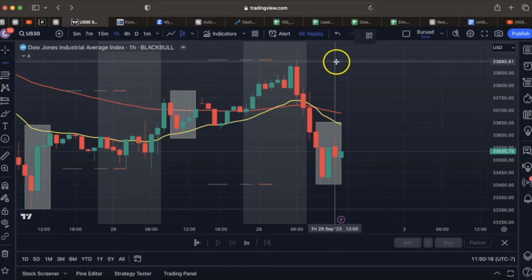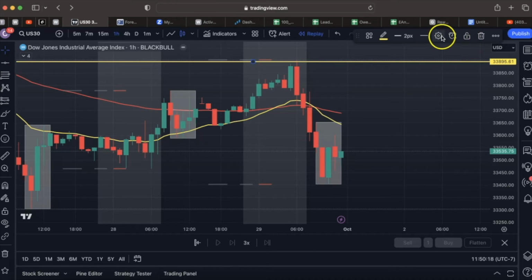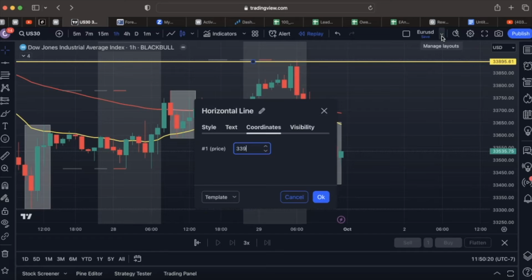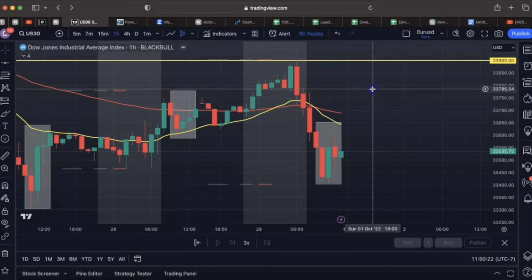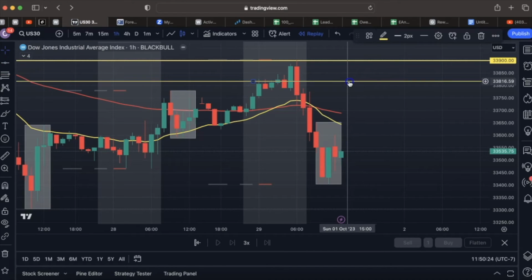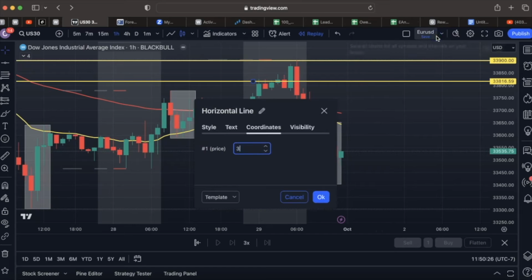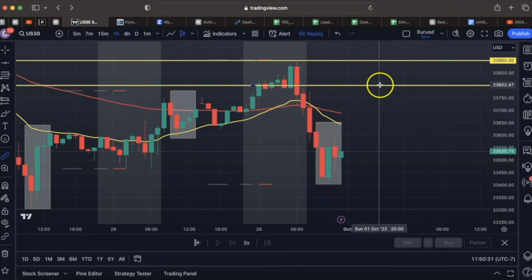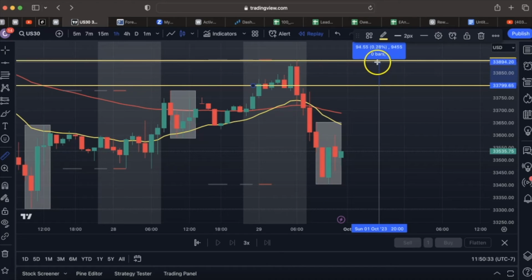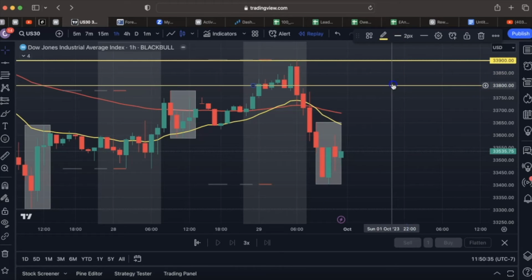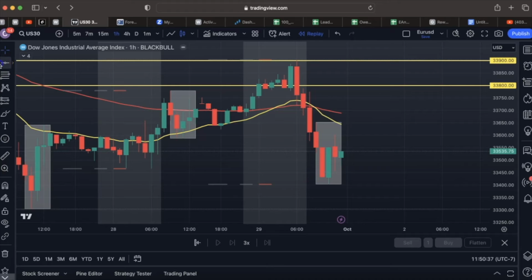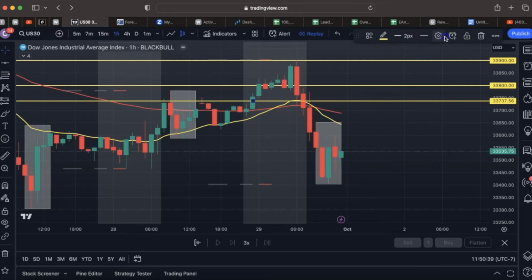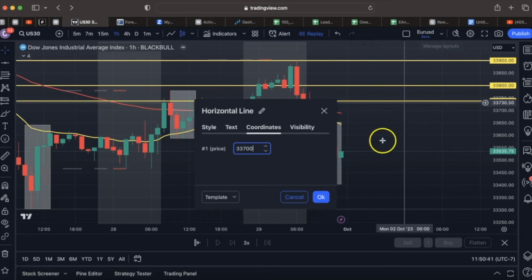So let's get our first level, 33,900. 33,900 for the first one, okay? 33,800 for the next one. And let me make sure that it's 1,000 pips. Once again, I'm horrible with math. Okay, we're good, right in that range. Perfect. Then our next level, 33,700.